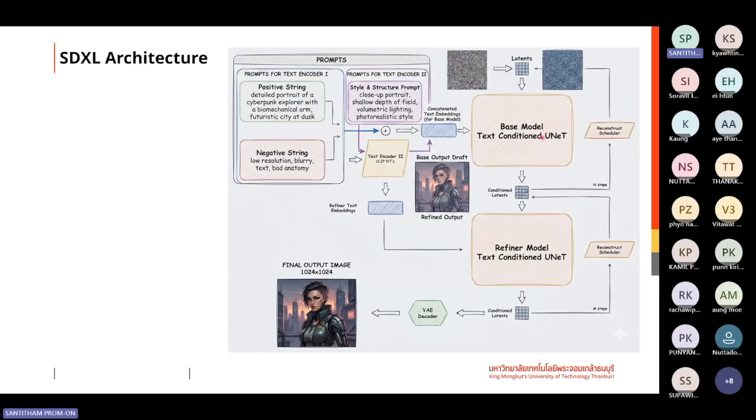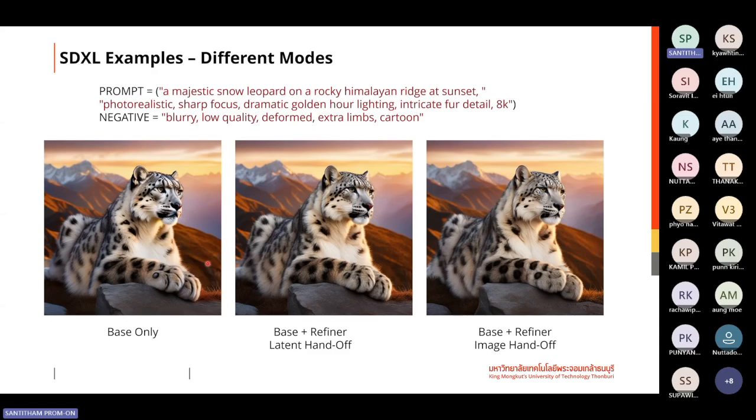And SDXL works similarly. You have noise from the latent, you have the base model, then the denoising process and steps produce the conditioned latent. Then the conditioned latent is put to the refiner, which performs denoising again, and then passes through the VAE decoder to get the end result. Okay, so this is the SDXL architecture.